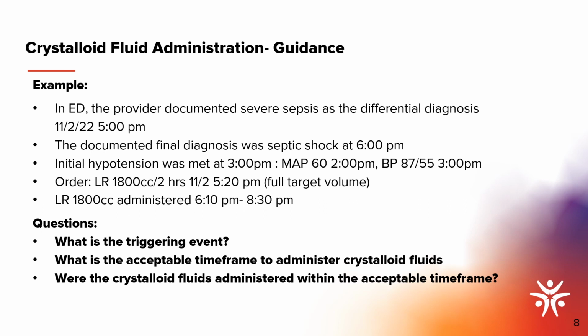There was an order for lactated ringers at 1,800 cc's over 2 hours that was written at 5:20. This was the full target volume for this patient. The lactated ringers 1,800 cc's was administered from 6:10 p.m. to 8:30 p.m. So here are the questions to think about. What would be the triggering event in this scenario? What's the acceptable time frame to administer the crystalloid fluids? And were the crystalloid fluids administered within the acceptable time frame?